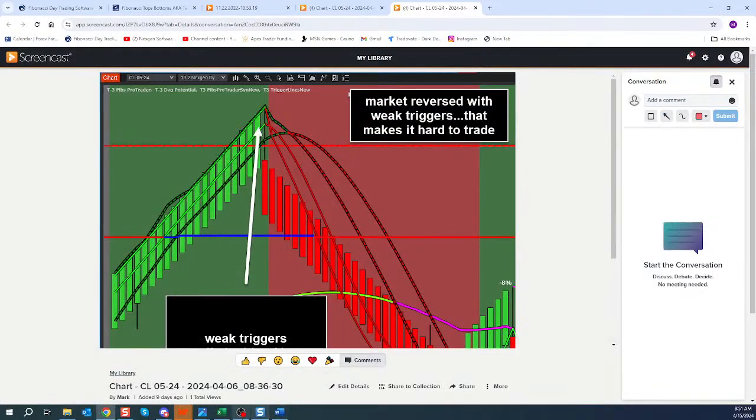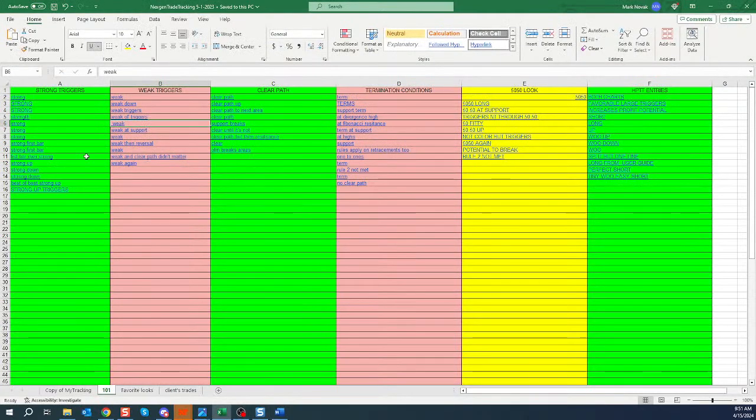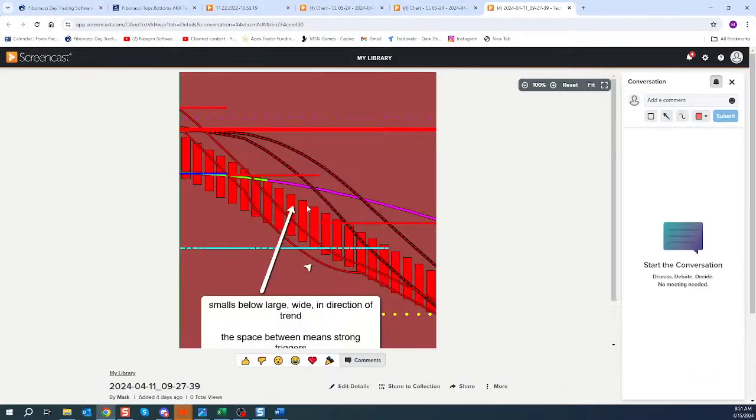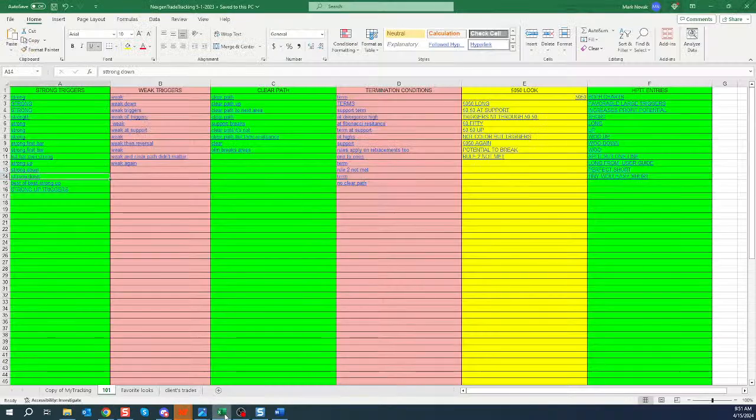take 3 days, right? Take 3 days. And on the first day, get all your strong triggers and get to the point to where you never miss the idea of what a strong trigger looks like.